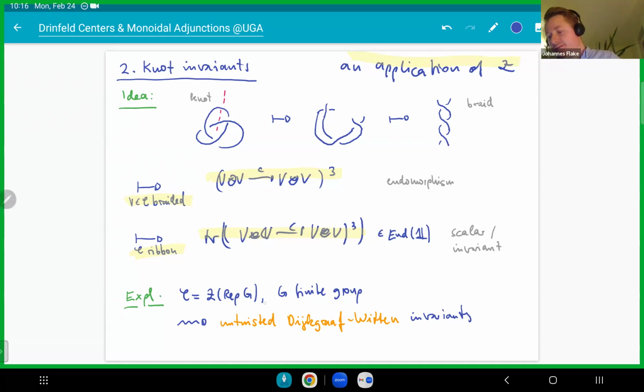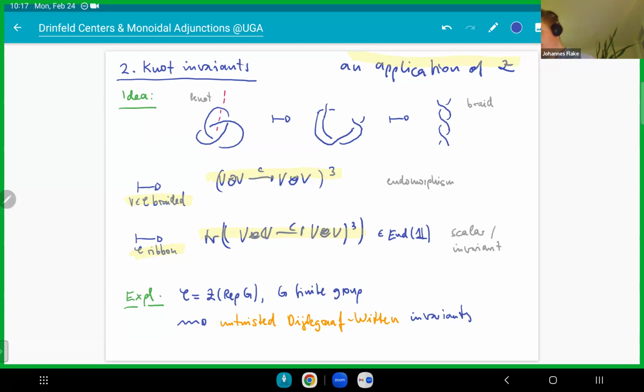And for instance, now if I take as my braided category the one I talked about earlier, or more specifically, I take a Drinfeld center of a representation category of a finite group, so I take Z of rep G, then this procedure produces something that is actually well known. It's something like the untwisted Dijkgraaf-Witten invariant. So it's a well-known link invariant I can get in this way. And other Drinfeld centers will produce other knot invariants. So this is a good source for these topological invariants. So this is one reason why one could be interested. There are other reasons, of course.